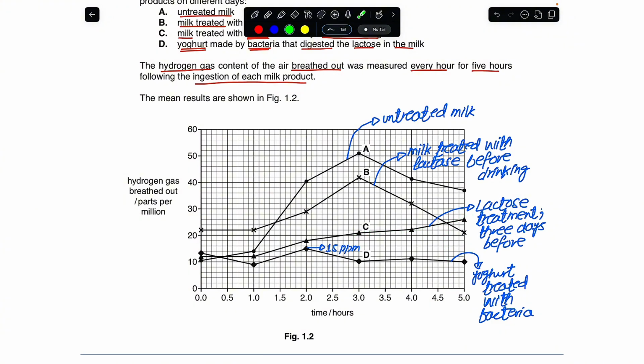But if I see it for the D group people, in them the hydrogen gas production is the least, as at 2 hours the maximum hydrogen gas produced is nearly 15 parts per million. And overall, this has stayed the lowest from this time onward compared to the other groups.